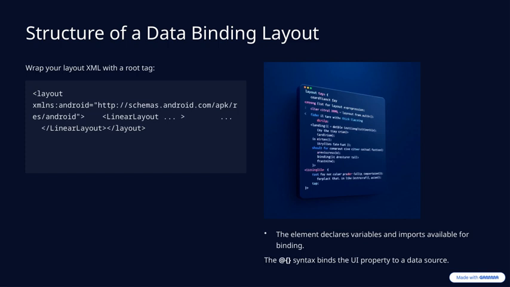And here's a key syntax to remember: the @ notation. This is what binds a UI property directly to a data source. For example, you can connect a TextView's text property to a variable or expression, making your UI dynamic and responsive without writing a lot of boilerplate code. Overall, understanding this structure helps you create more modular, maintainable layouts that seamlessly reflect your data changes, which is at the heart of effective data binding.